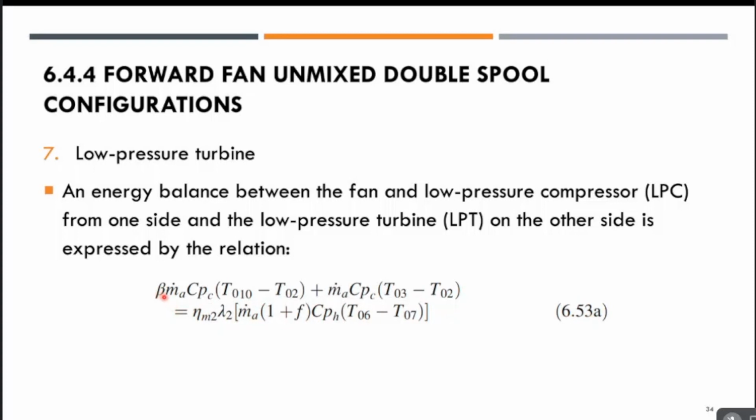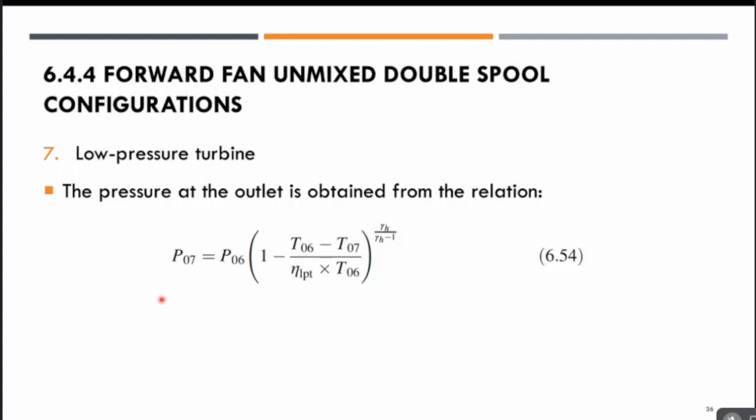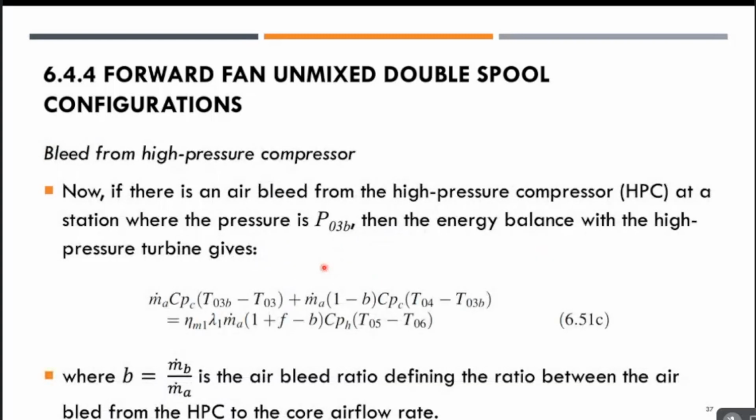You have the information of the bypass ratio, beta, over there. Or another expression can be used to find T07. The pressure at the outlet, P07, is obtained from this relation, so you can find the pressure at the outlet.